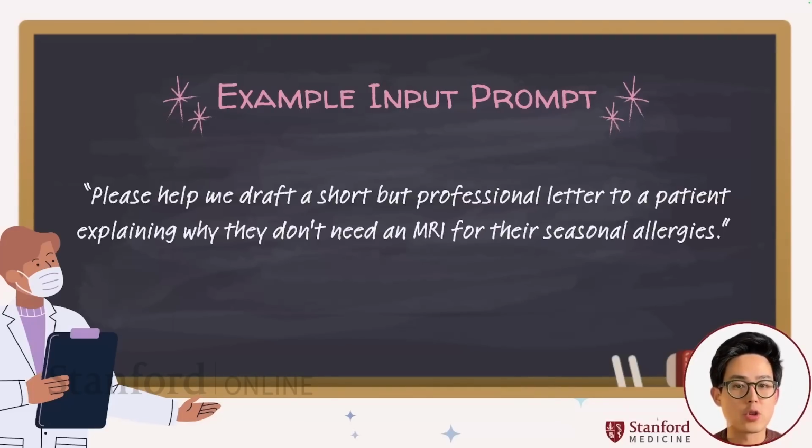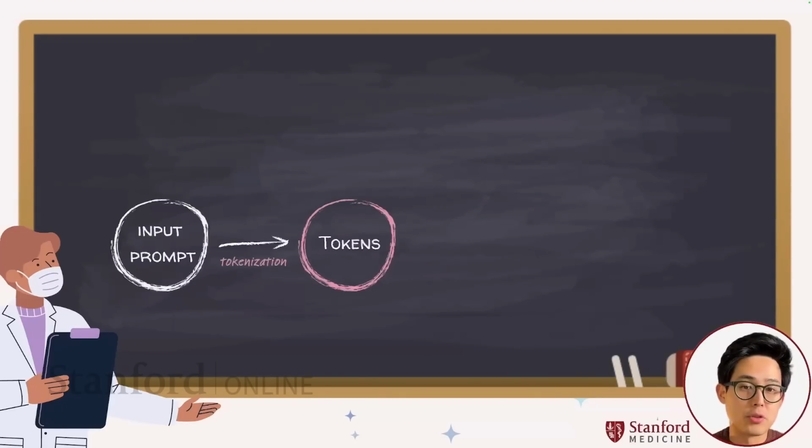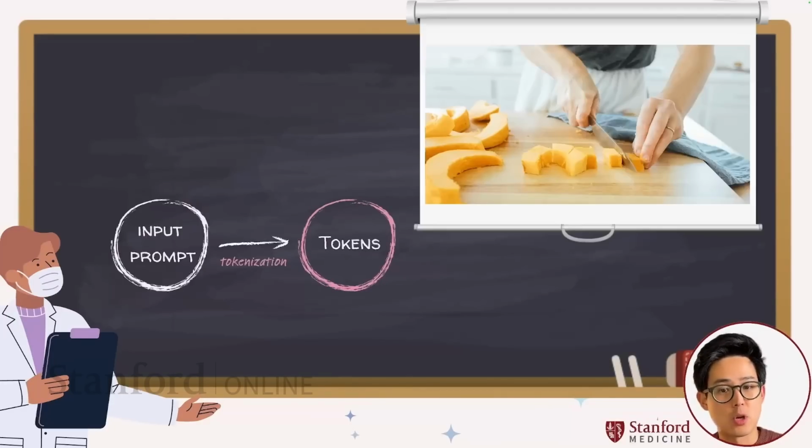Please help me draft a short but professional letter to a patient explaining why they don't need an MRI for their seasonal allergies. The first thing the LLM is going to do is break down this prompt into smaller pieces, a process called tokenization. These pieces are called tokens, and tokens can be entire words, parts of words, or even single characters. But to keep things simple, you can think about a token as being equivalent to roughly a single word for the rest of this video.